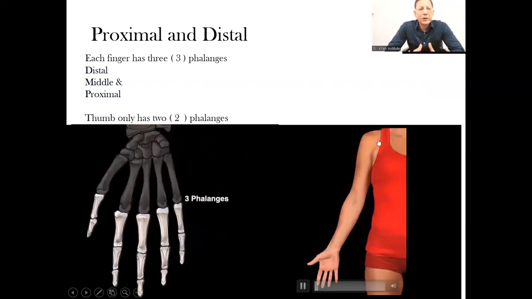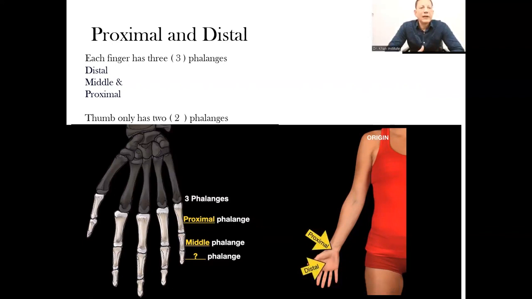Once again, taking the shoulder as the point of origin, you can say the elbow joint is proximal to the wrist joint, or the wrist joint is proximal to the palm.